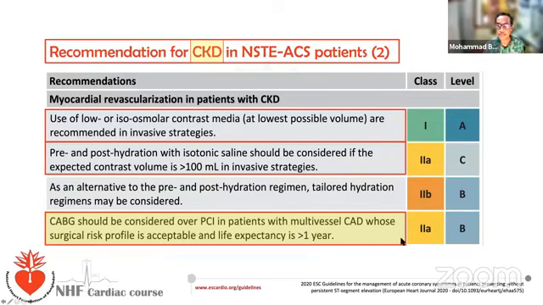Class 2A. That is, a patient with chronic kidney disease who has multivessel disease, whose surgical risk profile is acceptable and life expectancy is more than 1 year, should be sent for CABG rather than PCI. This is also a new addition to this guideline, these last two indications.